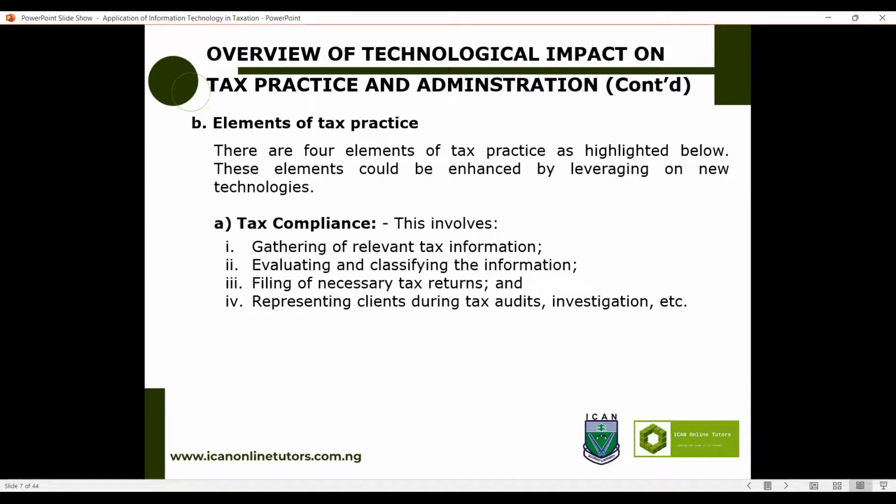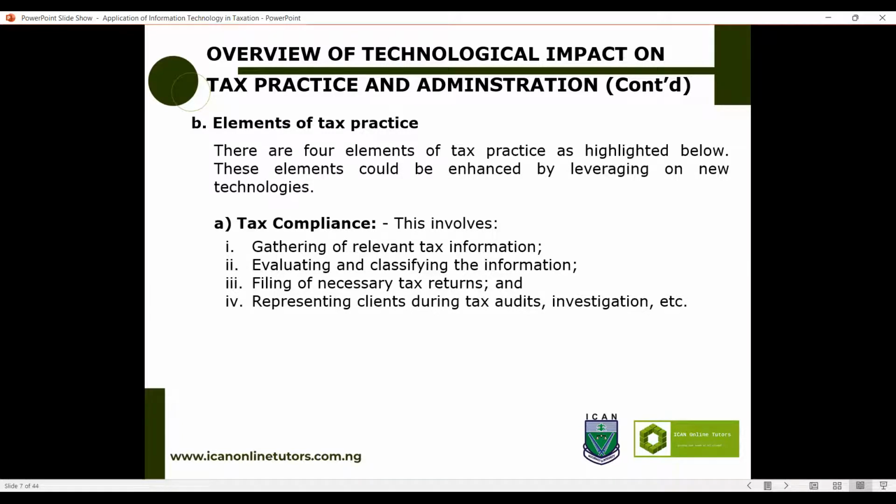Now, let's take the elements of tax practice. Basically, there are 4 elements of tax practice as highlighted below. These elements could be enhanced by leveraging new technologies. 1, we have tax compliance. This involves, like I mentioned the other time, gathering of relevant tax information.